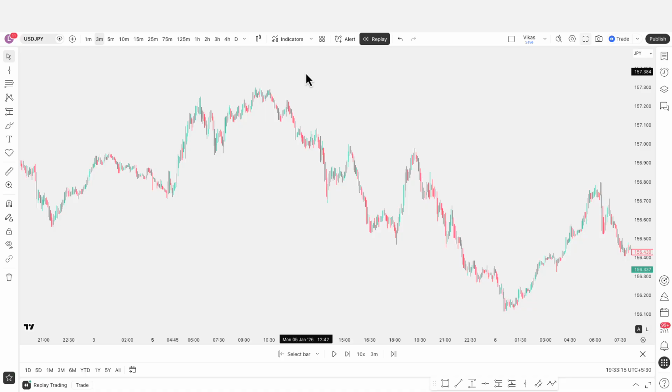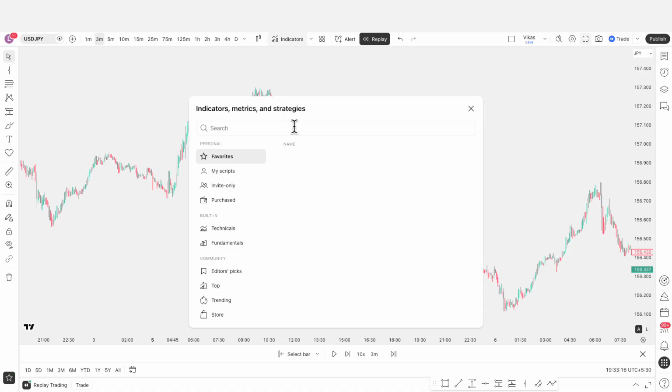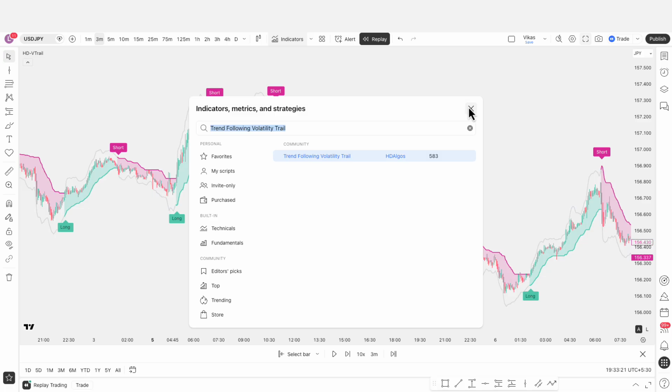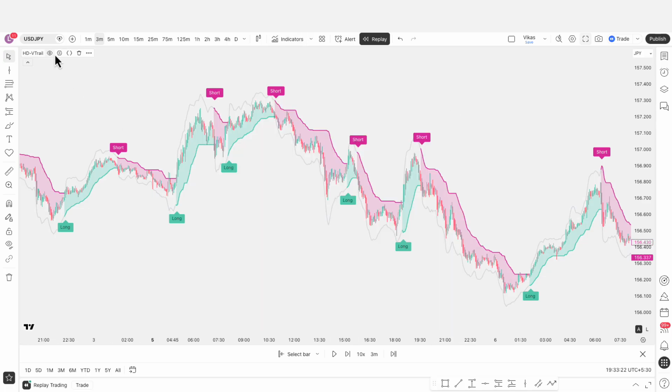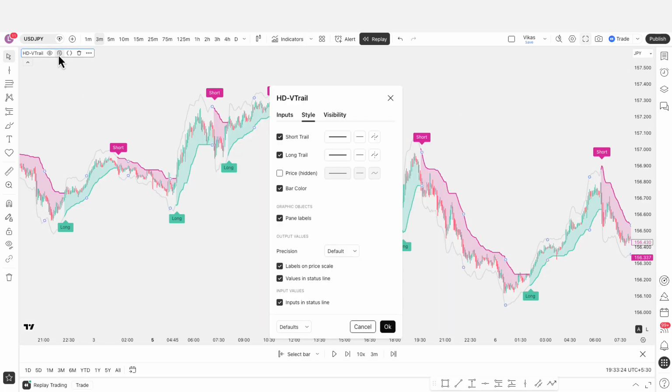Next, you'll want to find those magic indicators. Head over to the Indicators tab and search for the trend following volatility trail. Select the indicator made by HD Algos and add it to the chart. Now change the indicator settings for perfect signals.